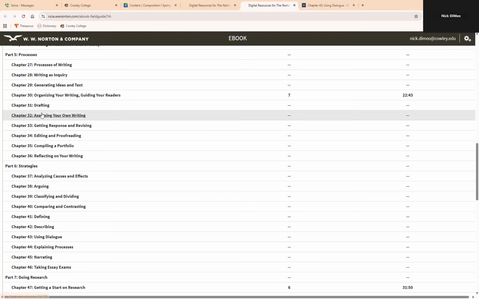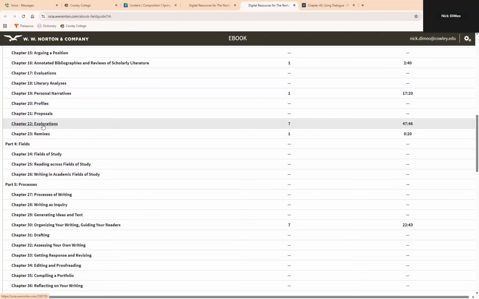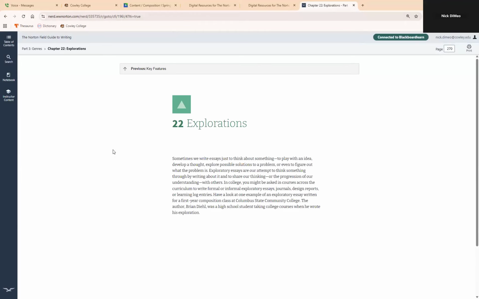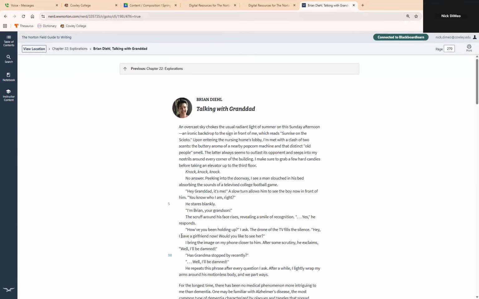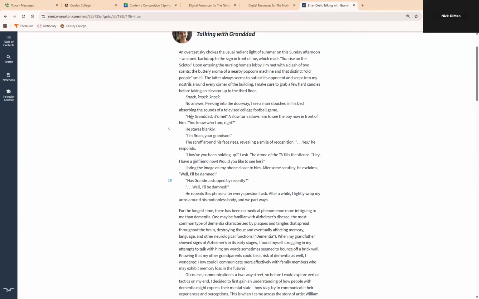Again, we can go back and look at the granddad piece and see how the conversation went between David and his grandfather. Remember how his went, right? His was like that second one I showed you. Hey, granddad, it's me. A slow turn allows him to see the boy now in front of him. You know who I am, right? He stares blankly. I'm Brian, your grandson. So you can see how you always know who's talking, how each person's feeling. Has grandma stopped by recently? Well, I'll be damned. Right? You can totally picture this conversation.